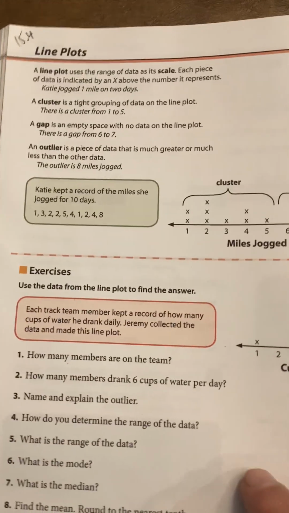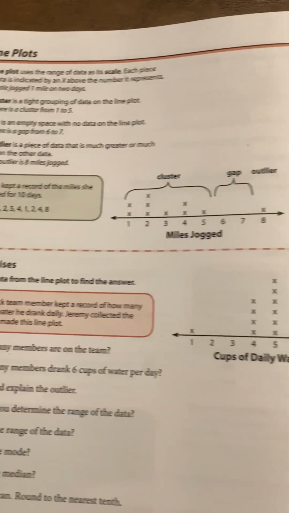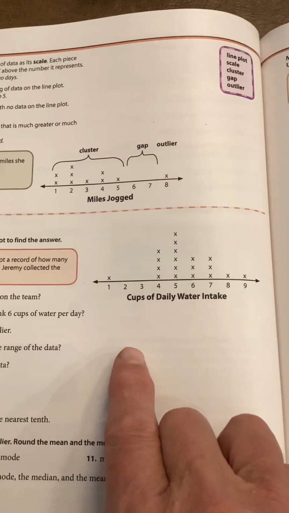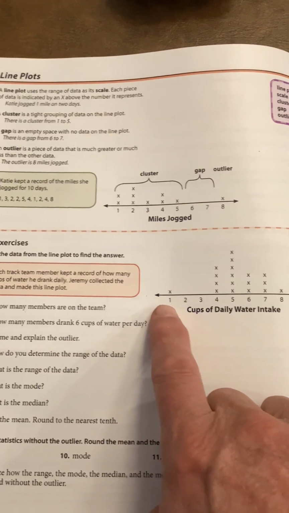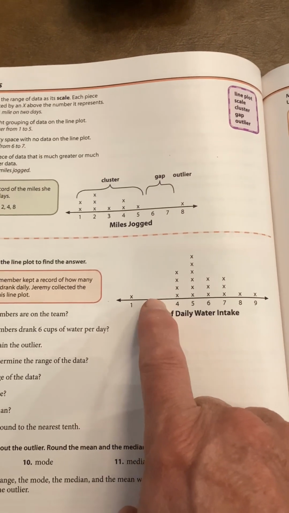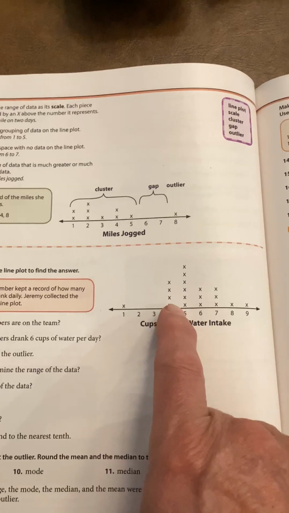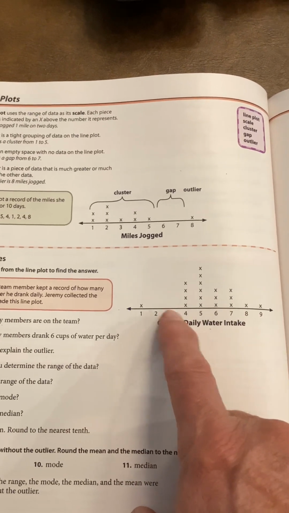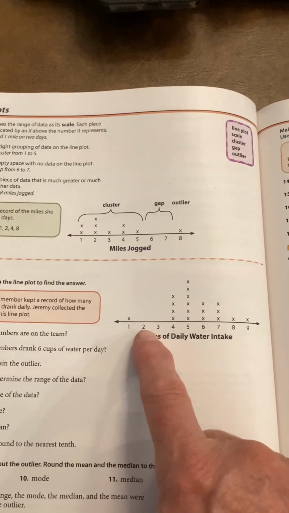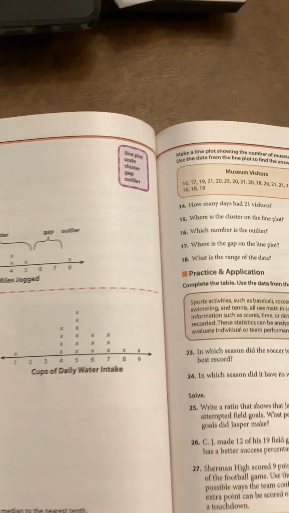Okay. Number 3 here, name the outlier. I'm going to say it's 1 because it's away from the cluster. There's a gap between it and the cluster. The gap is at 2 and 3.